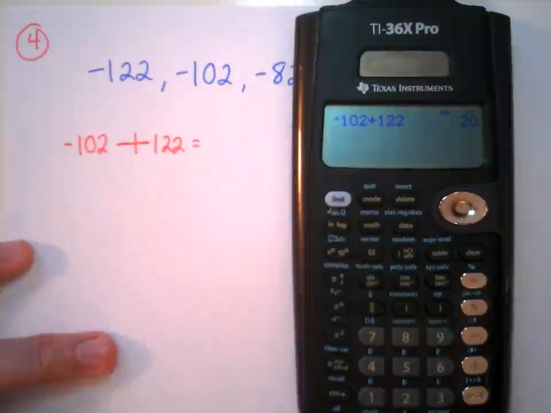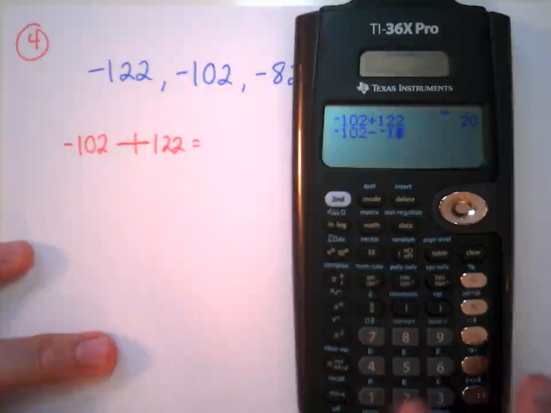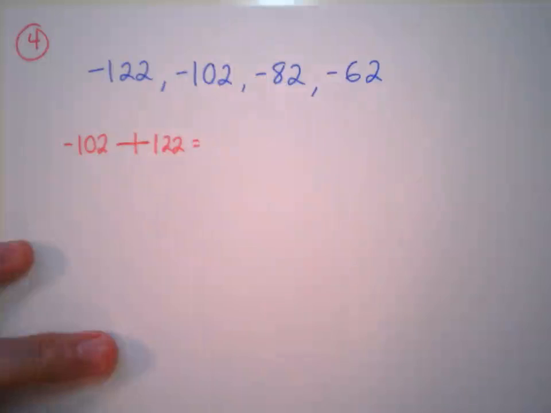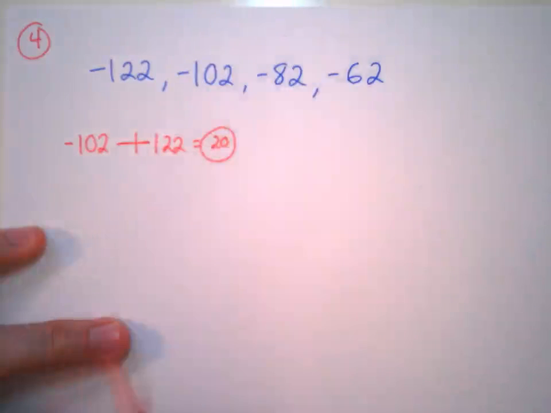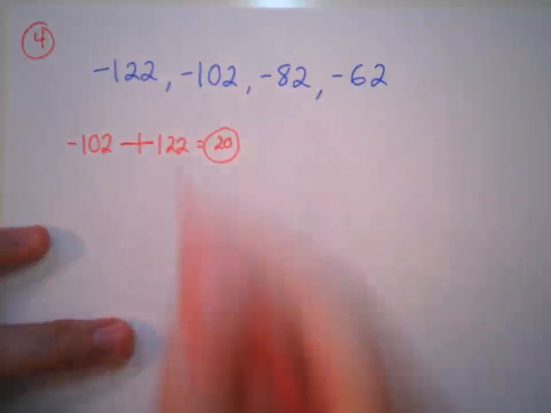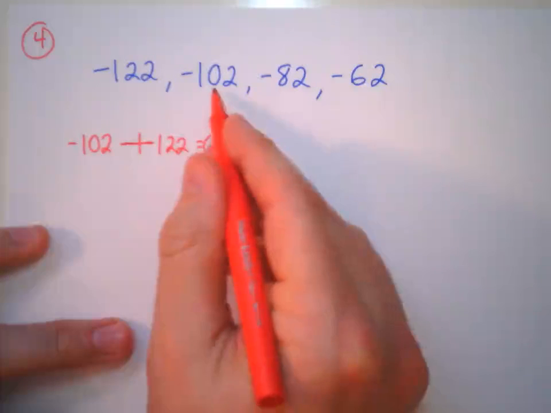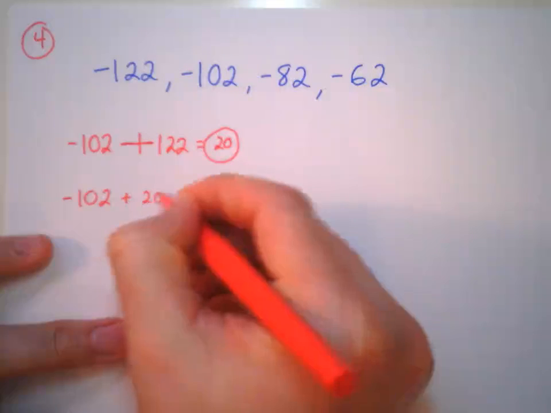Now if you didn't know it turns into a plus, you could have used the same thing: negative 102 minus negative 122, and again it still gives you 20. So we know that this sequence is going up by 20 based on the first two terms. So 20 is what's called our common difference because we're dealing with arithmetic right now. So now we take our common difference and we add it to our second term. So negative 102 plus 20.